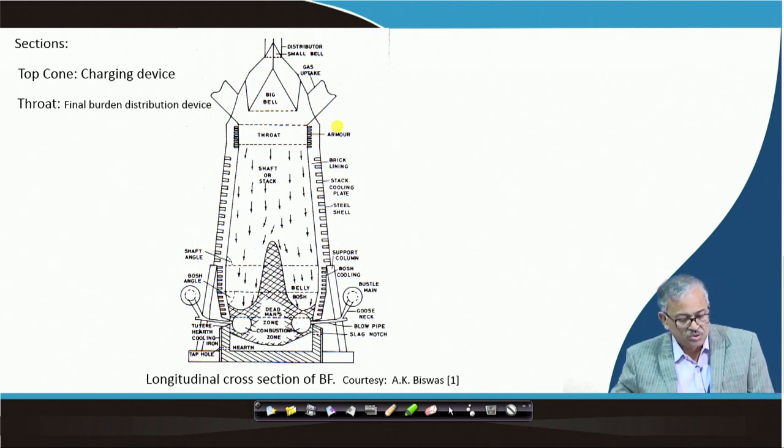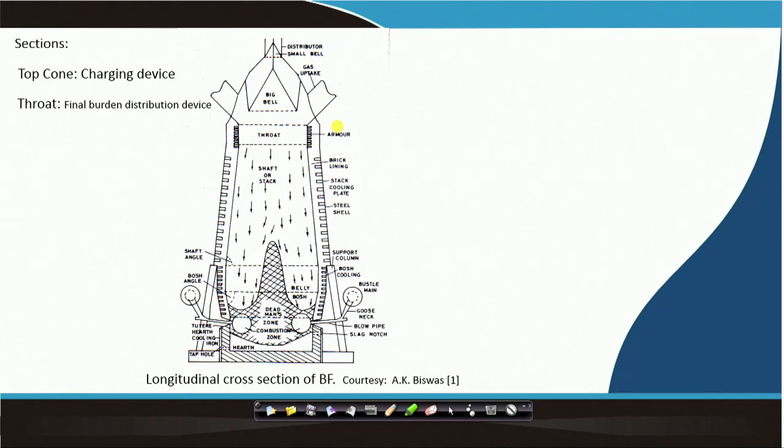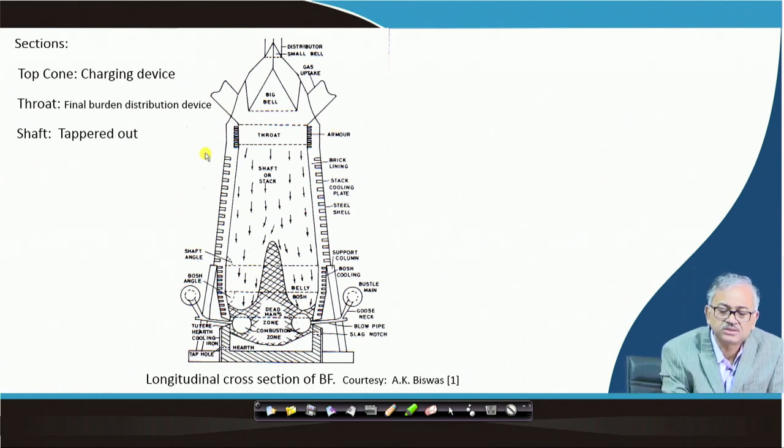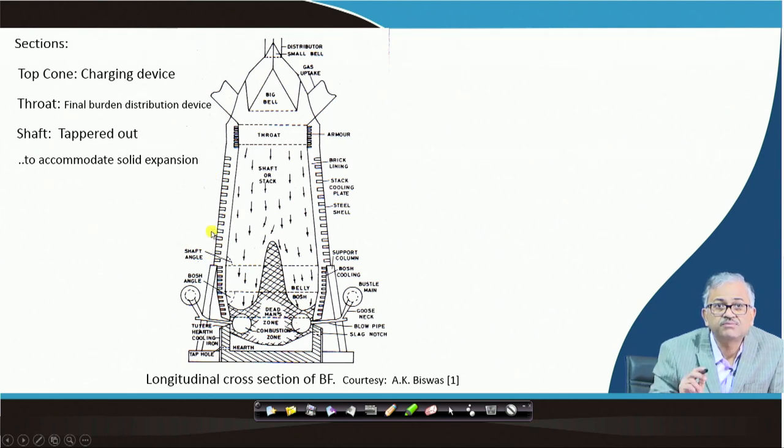Although there were some limitations with bell charging in distributing the burden, with bell-less charging we can keep the material exactly where we want across the cross section. So, this is the throat, and after the throat we have the shaft. This is a very important region in the blast furnace. This total portion, from here to here, is called the shaft.